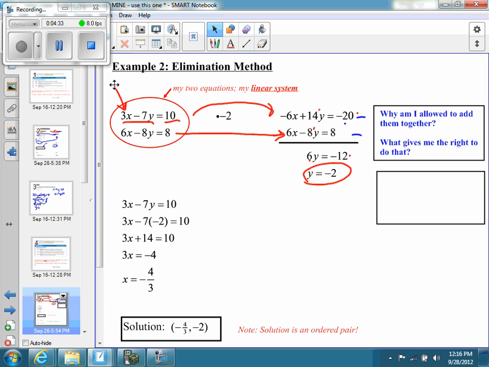Sometimes I'll be walking around and somebody will multiply by 3 to get rid of a denominator, and I'll say, what gives you the right to do that? Because it looks to me like it's kind of arbitrary. Does it? I mean, why am I allowed to add these two equations together? What gives me the right to do that?